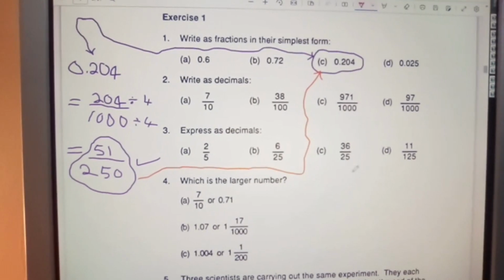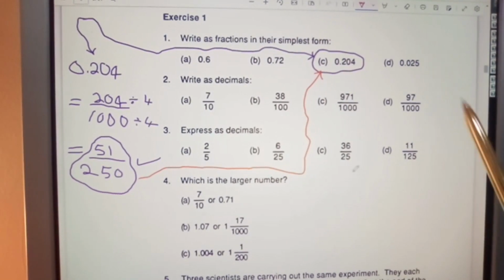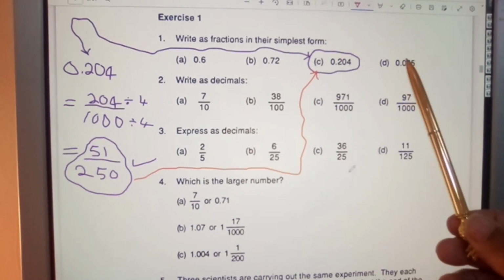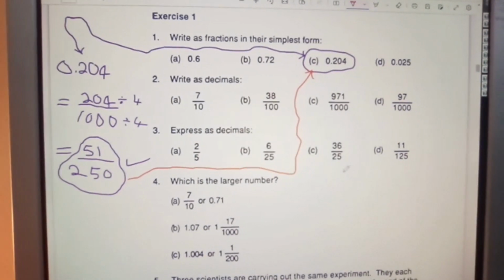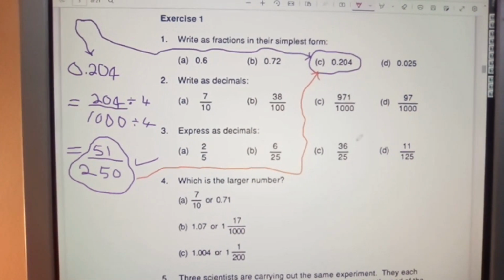Right, let's do the next one, D, okay? That's the one I'm going to look at now. So let's clean off my board because we need a clean board now, okay?